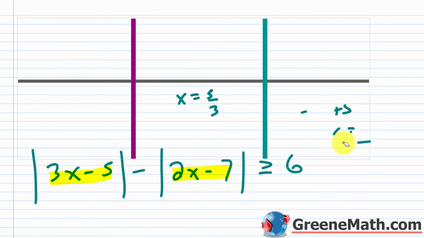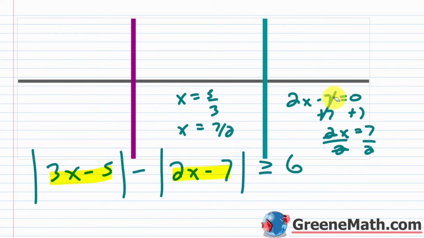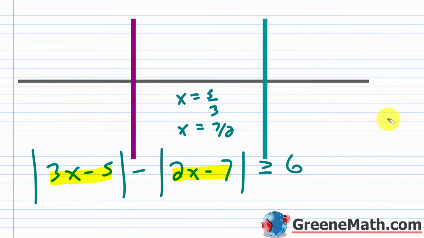Let me get rid of this. And then the other guy, we have 2x minus 7. So we'll say 2x minus 7 is equal to 0. Let's add 7 to both sides and cancel this. We get 2x is equal to 7. Divide both sides by 2. This cancels. And we get x is equal to 7 halves. Okay, so if we think about 5 divided by 3, that's basically 1 2/3. And if I think about 7 halves, that's 3.5. So 5/3 is the smaller value.